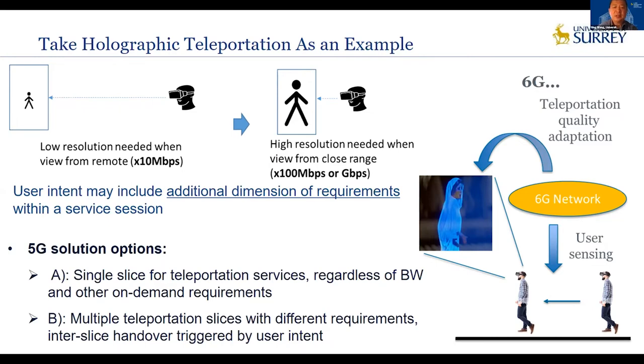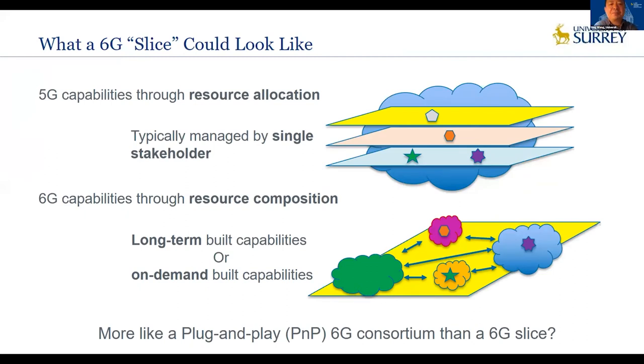Okay, and also we look at the traditional provision of network slices. For the moment, they are typically done through strategic resource allocation or network function provisioning, typically managed by a single stakeholder like MNOs. Okay. But in the future, with more 6G capabilities, we are moving into an open ecosystem where a wide range of stakeholders could contribute their own capabilities like sensing, AI, caching, computing, etc.